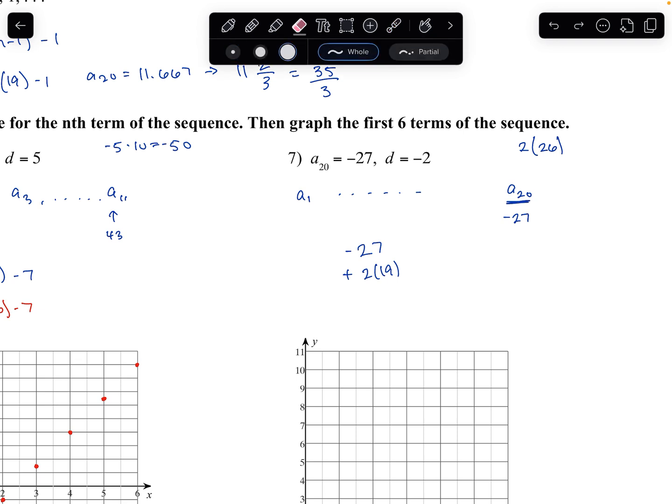Oh, man. There we go, because that makes a lot more sense now. And then I get 11 as my first term. There we go. I get 11. All right, thanks for sticking with me there.